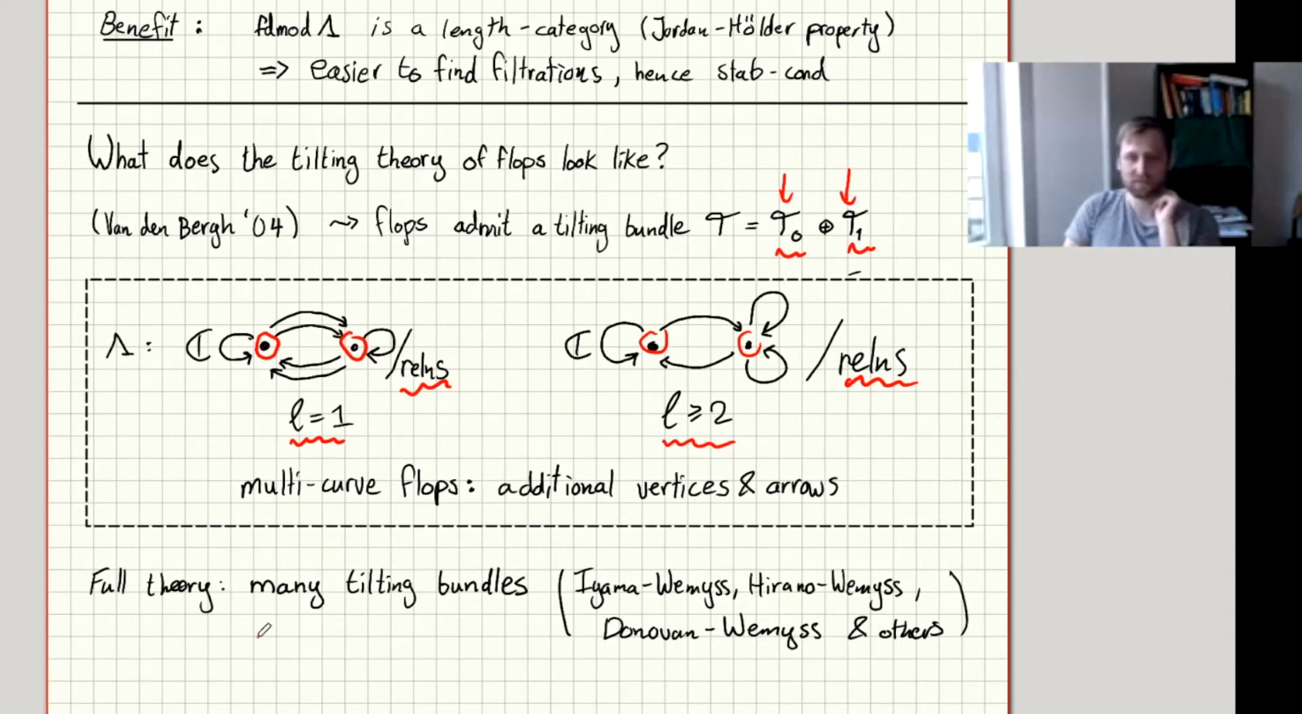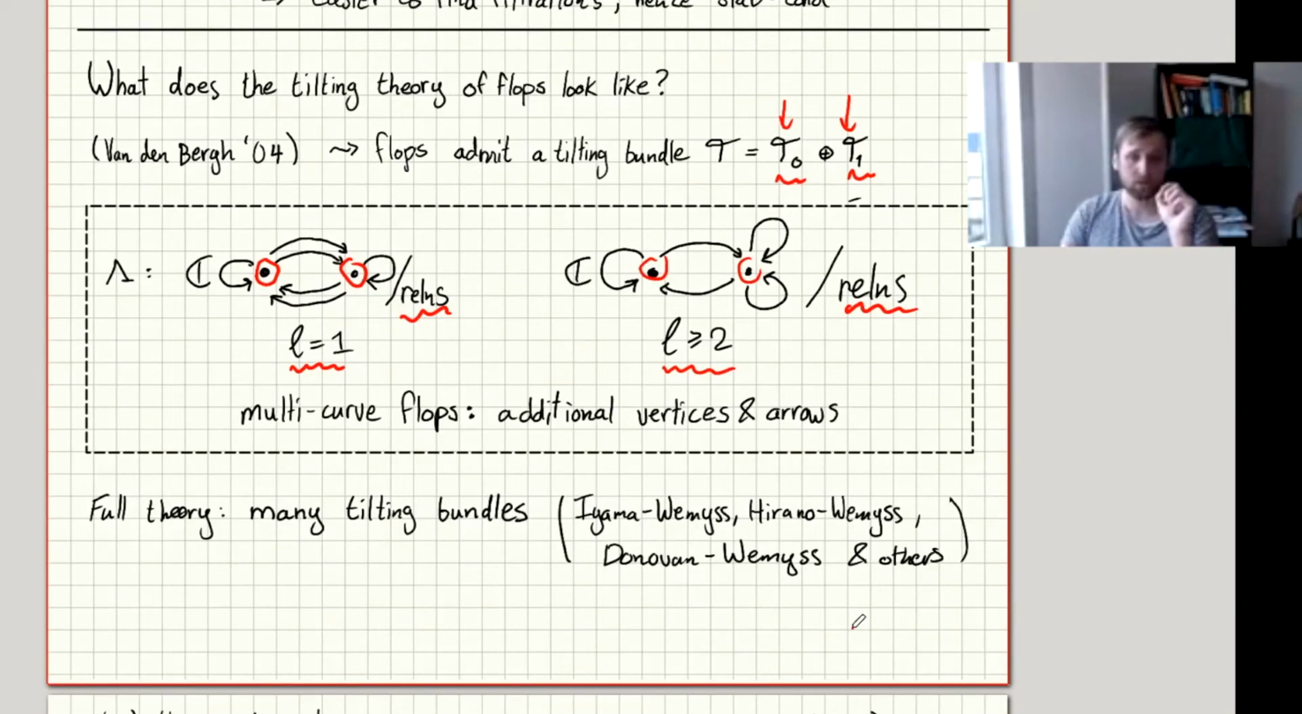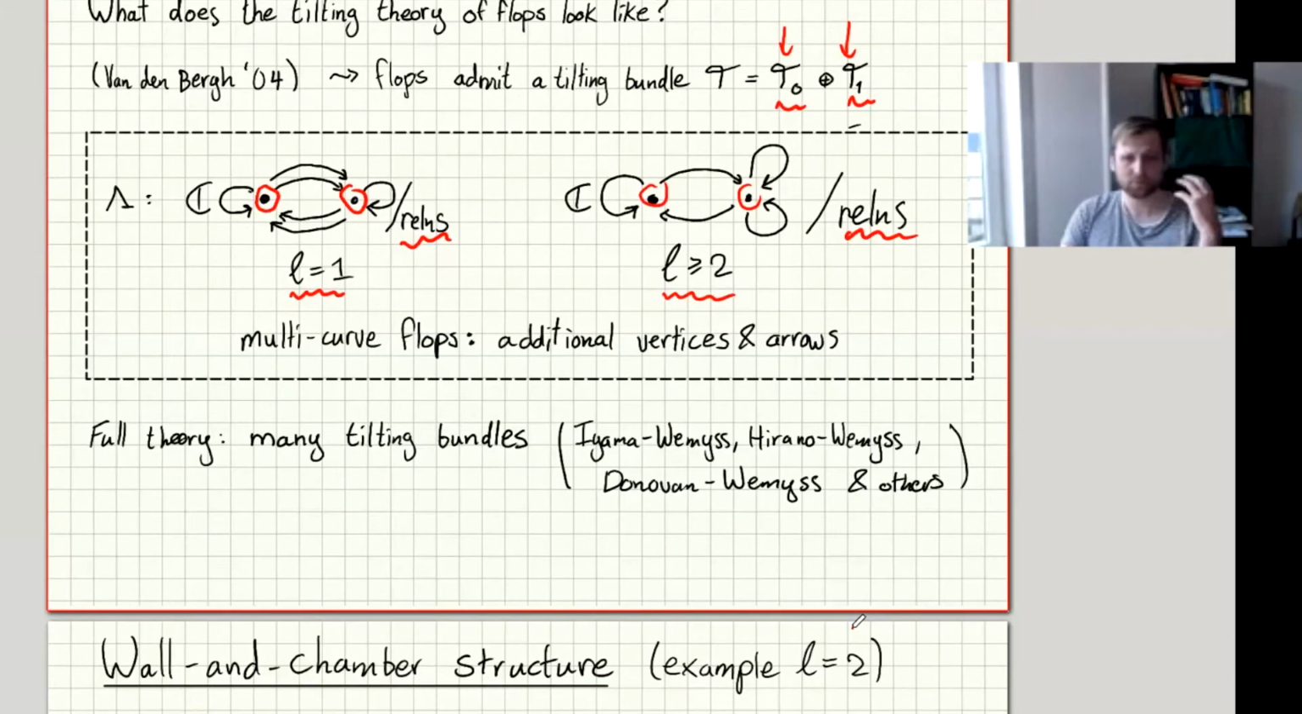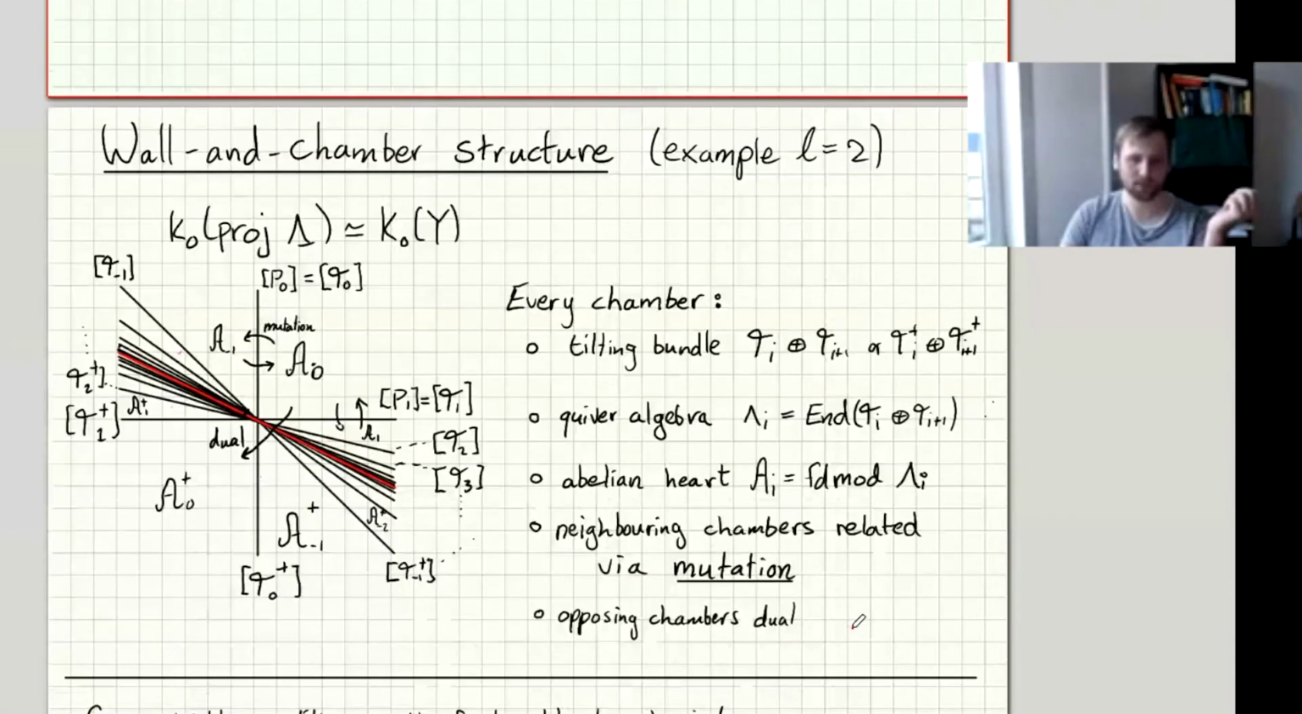And yeah, classifying what all these different tilts are was done by work by a lot of people. It's sort of based on this work on non-commutative crepant resolutions by Van den Bergh, which my supervisor worked on with a lot of people to completely work out for flops. Right. And so if you look at all these tilting bundles together, they form a very nice structure, which is some sort of wall and chamber structure. So it's something like the following picture.